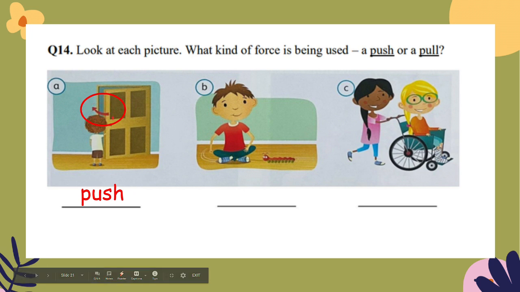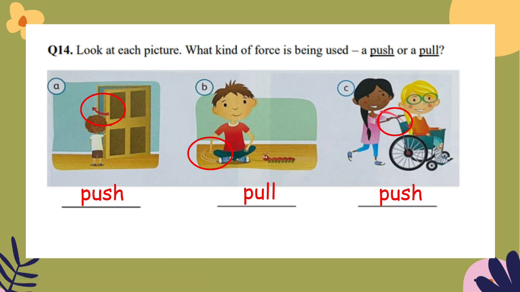Can you see this arrow? It means you are moving away from you. The hand is holding the door, trying to close it. So you see the arrow, it's pushing the door. Now letter B picture. Look at the hand of the boy. He's holding a string. So what is he going to do here? What force is being used for this caterpillar toy to move? He is using a pull. Letter C picture. Yes, she is using a push. As you can see, her hand is moving away, touching the wheelchair. So when you push, you are moving something away from you.